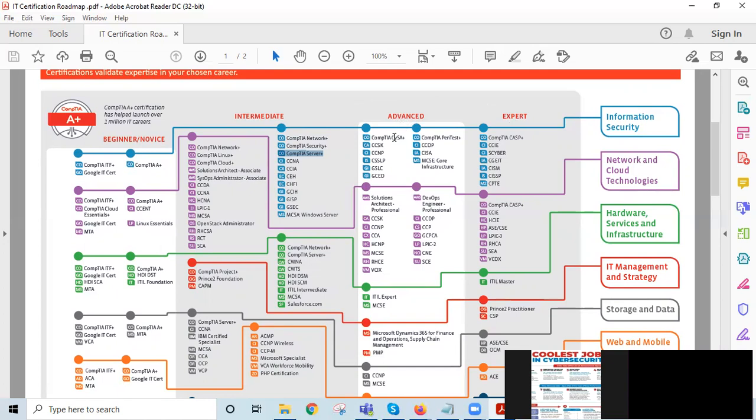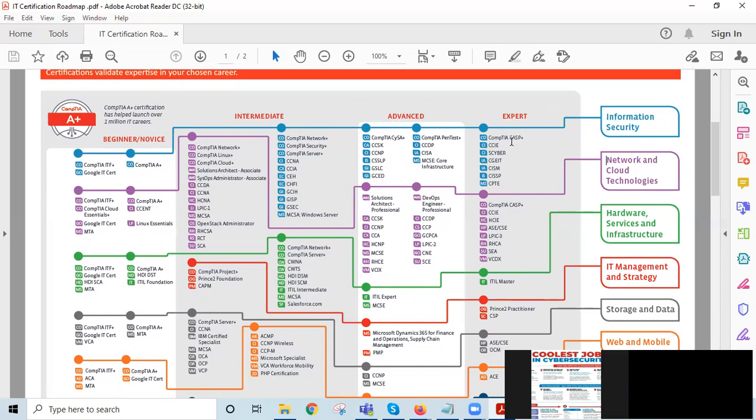This is for advanced: CompTIA CASP+, CompTIA PenTest+. You're going to go for some CCNP. You're going to go for the CISA. You're going to go for the MCSE core infrastructure sort of things. So these are different certifications and different paths in the information security field that we are talking about here.